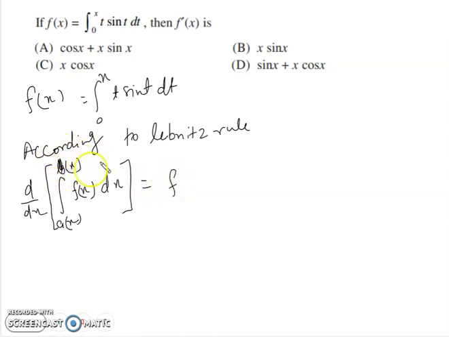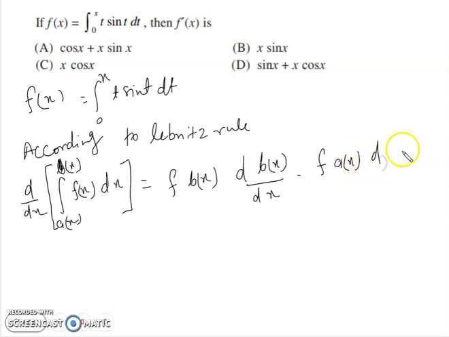First of all, what is the upper limit? You have to multiply the function, after putting in the upper limit value, with the differentiation of the upper limit, so you write d(b(x))/dx. Minus, you write the function after putting in the lower limit, a(x), which is the lower limit, times the differentiation of a(x) with respect to dx. Are you getting my points?